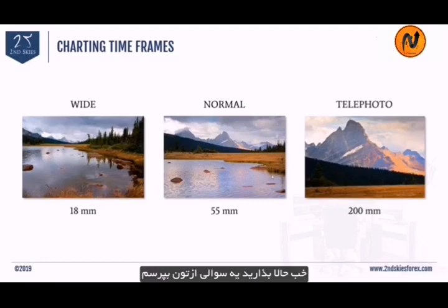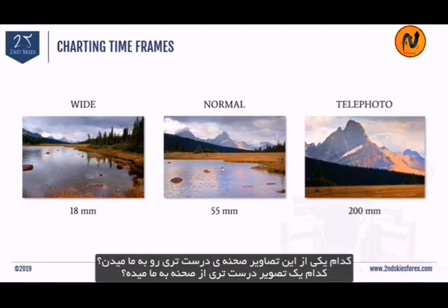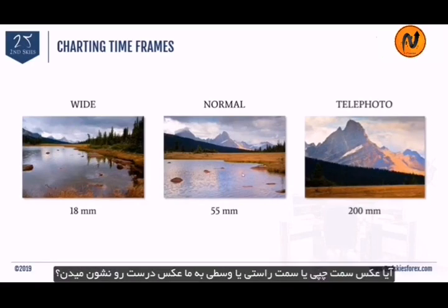So now let me ask you this. Which one of these views is the right view? Which is the correct view of this scenery? Is it the one to the left? Is it one to the right? Or is it the one in the middle?